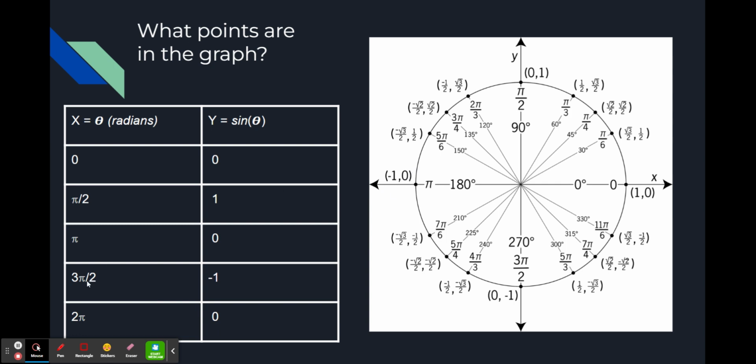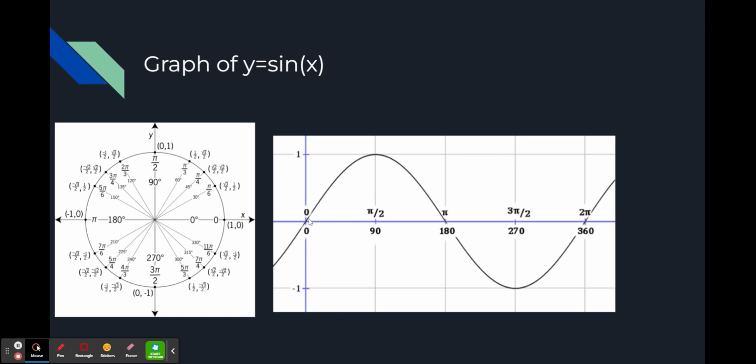And then it goes on for the last 2 points. 3 pi over 2, sine of 3 pi over 2 is equal to negative 1. Sine of 2 pi is equal to 0 again, because it just circles back. And this is what it's going to look like when it's all graphed out. We have 0, 0 here, pi over 2, 1, pi and 0, 3 pi over 2 and negative 1, and 2 pi and 0.